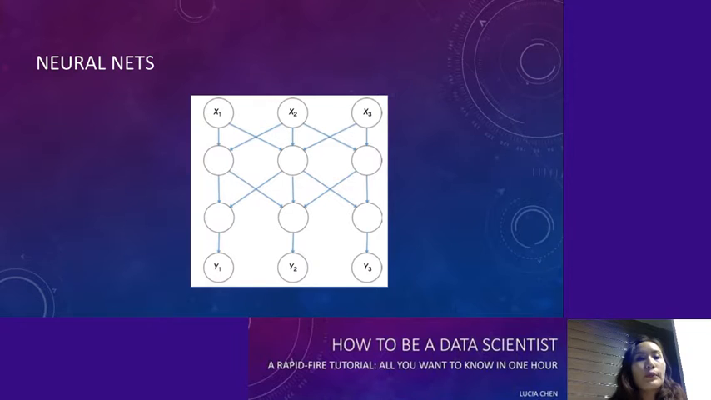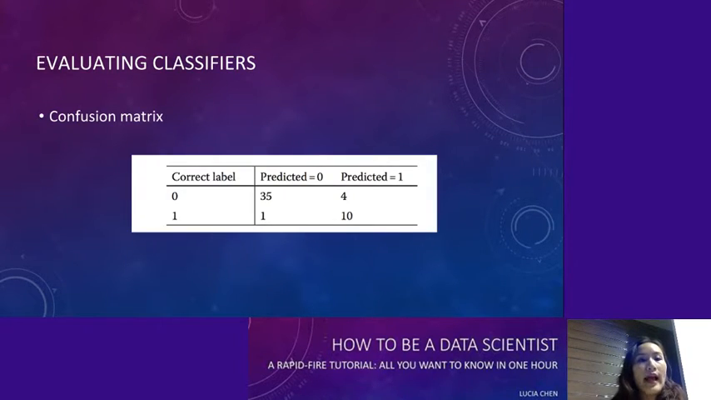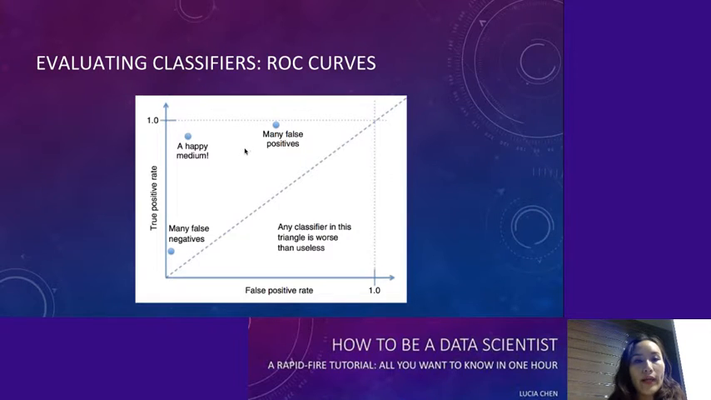Now, after you build the classifiers, you need to evaluate your model. How to evaluate your model? You can use a confusion matrix, a matrix like this, to indicate predicted labels against where the labels should be. Another one that is more commonly used by data scientists is called the ROC curve.